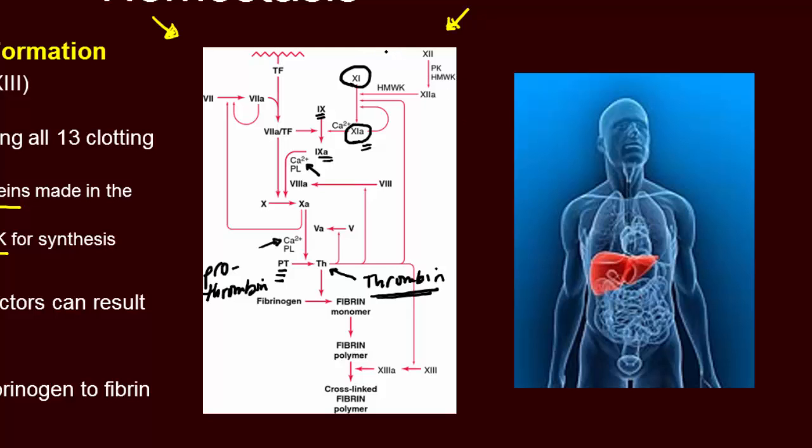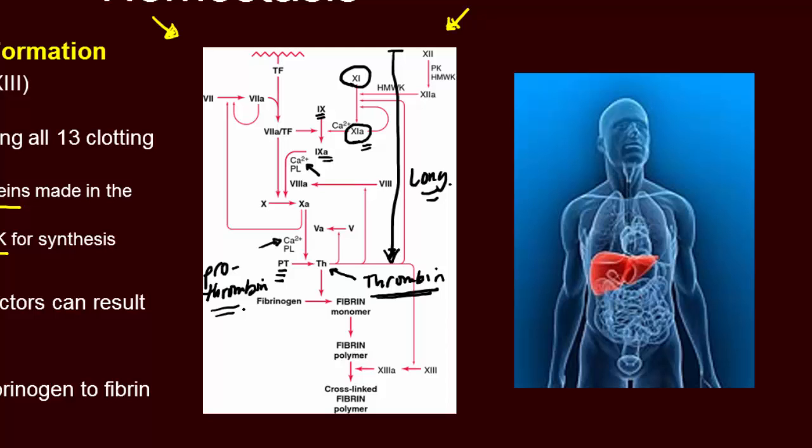Going from the top all the way down to thrombin is the longest step of the process. It's actually not that long. It might take 45 seconds for this process to occur, but it's the longest step. Clinically, you can measure your prothrombin time, which is the time it takes for many of those clotting factors to come together to activate prothrombin into thrombin.